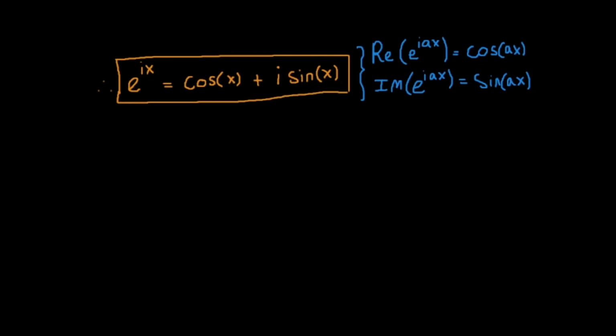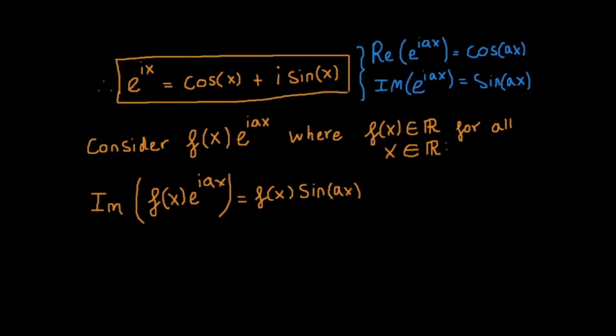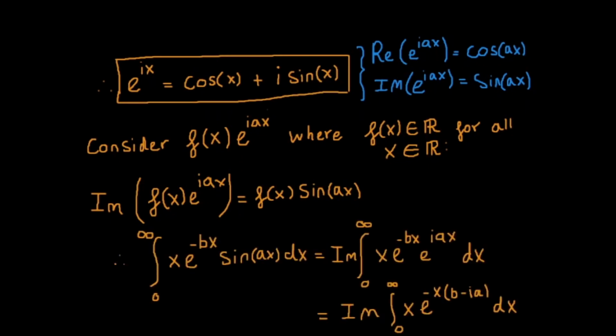where taking the real or imaginary parts of e to the iax gives us back cosine ax and sine ax respectively. We can treat functions which only deal with real numbers as coefficients that we can ignore or factor out when we're taking the imaginary component of a product, like the one I've shown here. So if we return to the integral, we see that we can rewrite this as the imaginary component of the end result of a simpler integral.